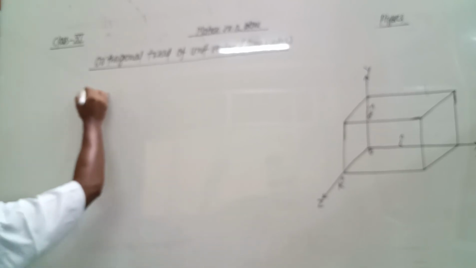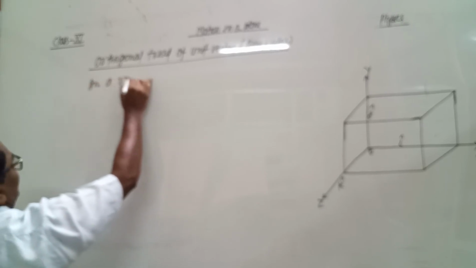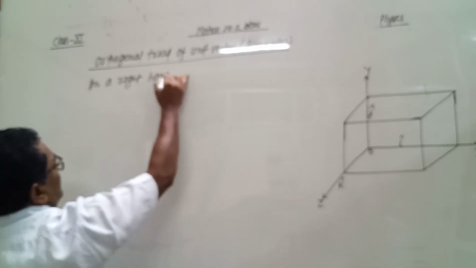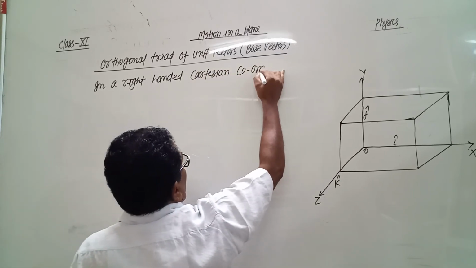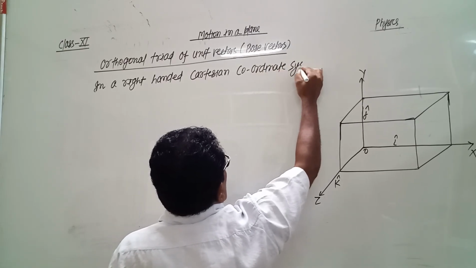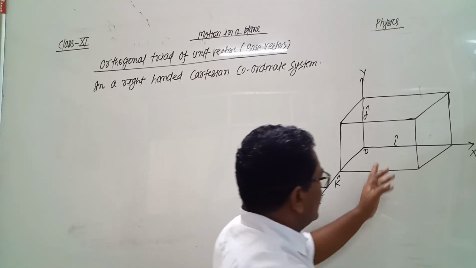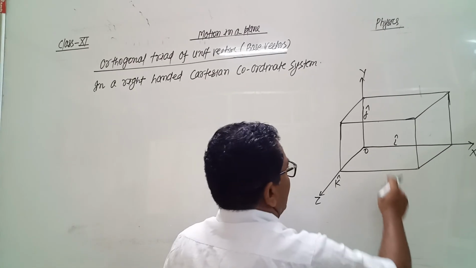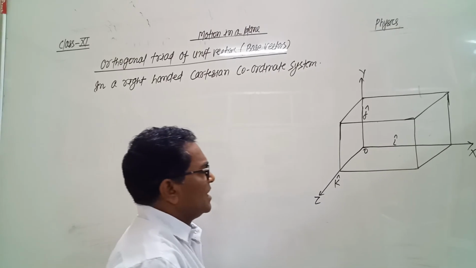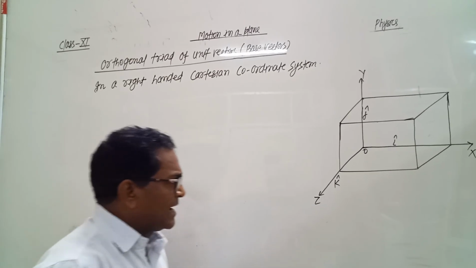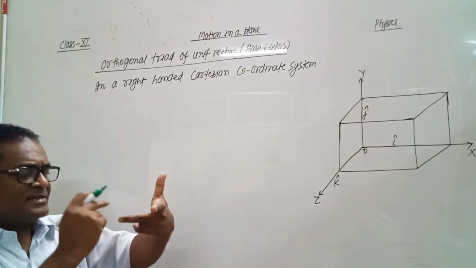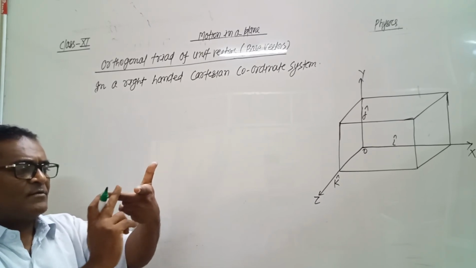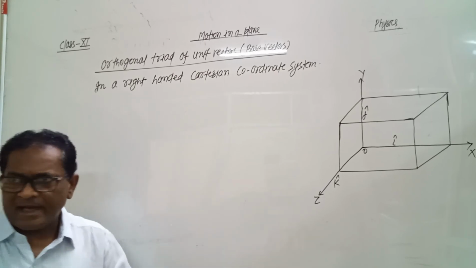So in a right-handed Cartesian coordinate system, this coordinate system is called right-handed Cartesian coordinate system because the angle between x-axis and y-axis is 90 degrees, the angle between y and z is 90 degrees, and the angle between z and x is 90 degrees. This is the x-axis, y-axis and z-axis.